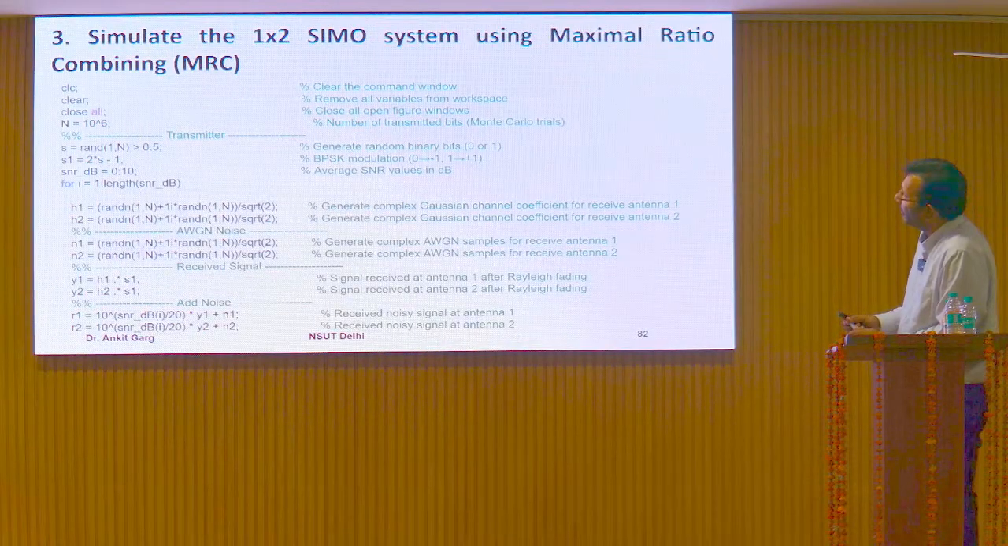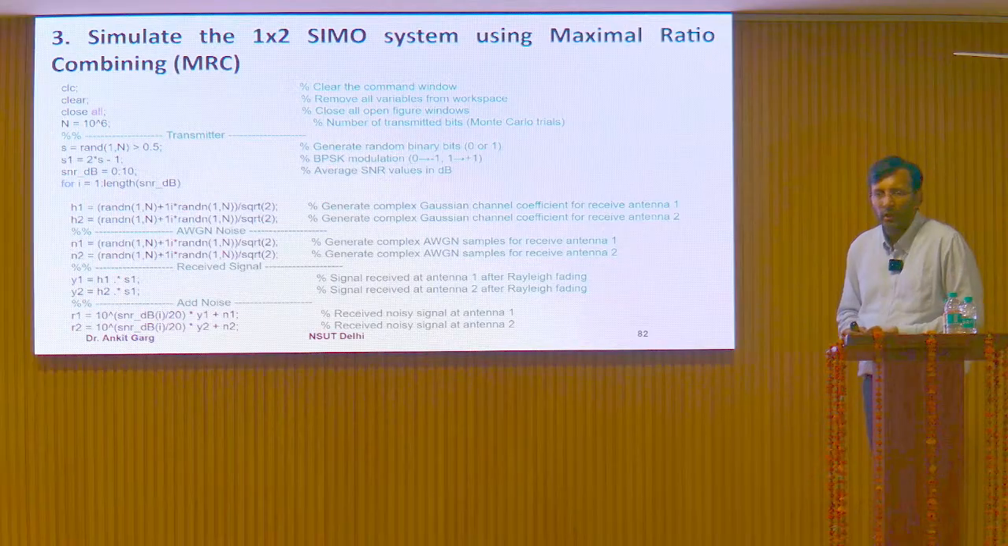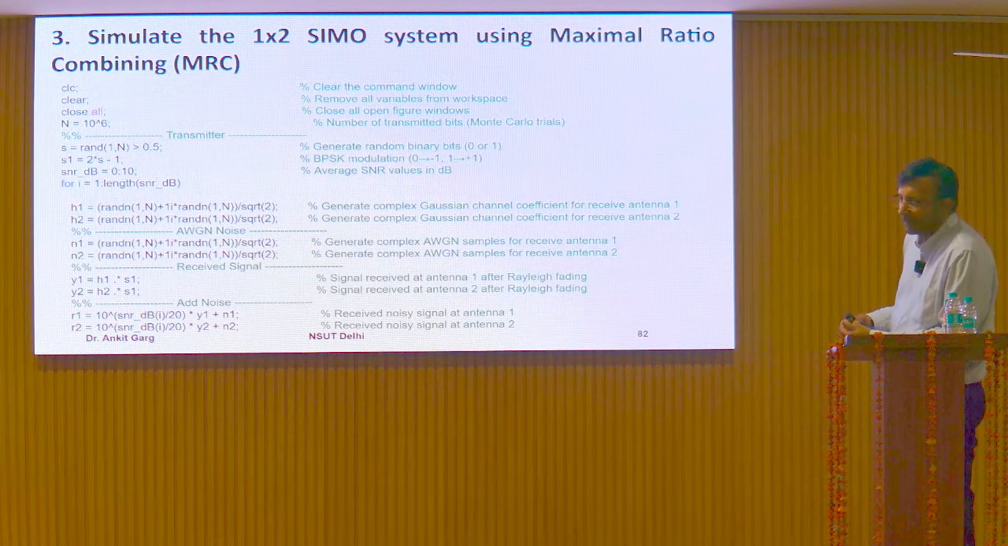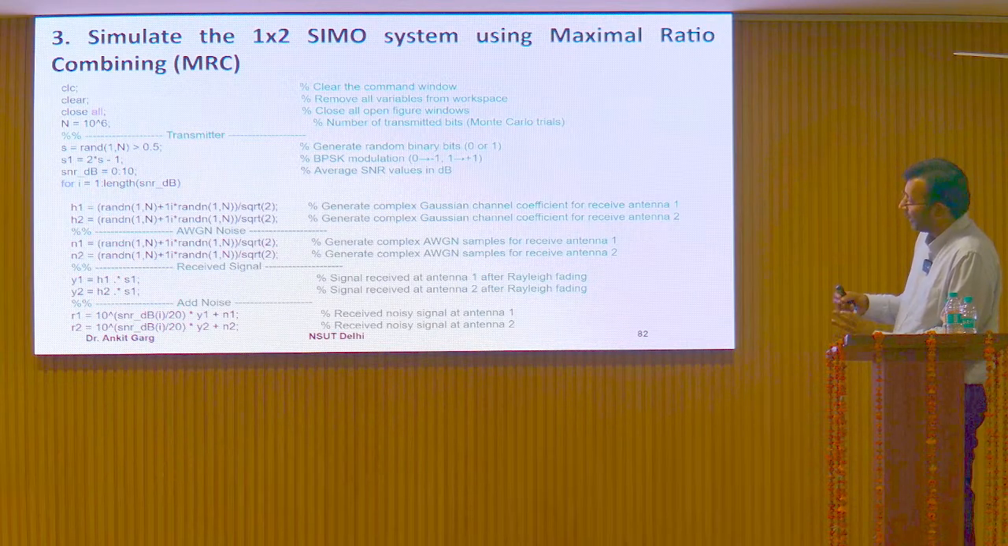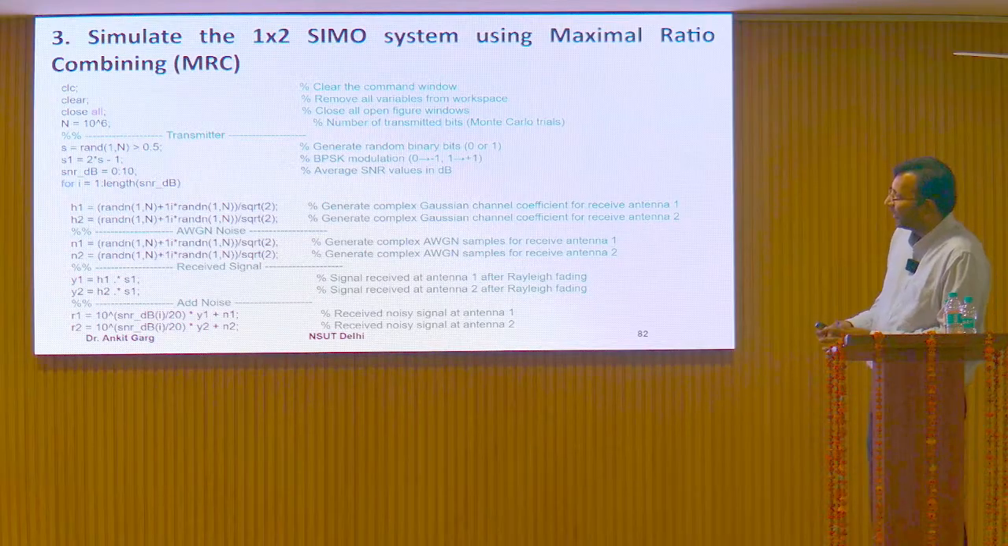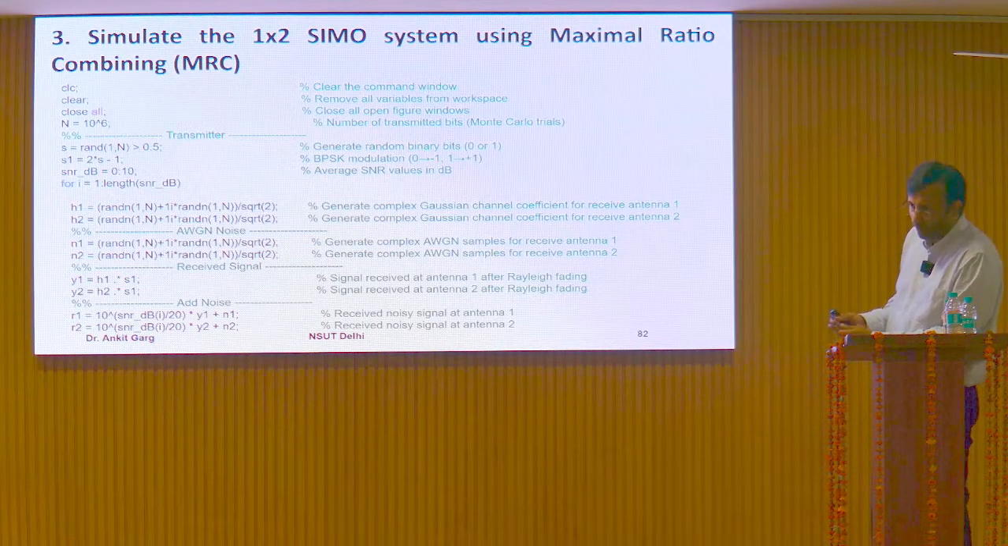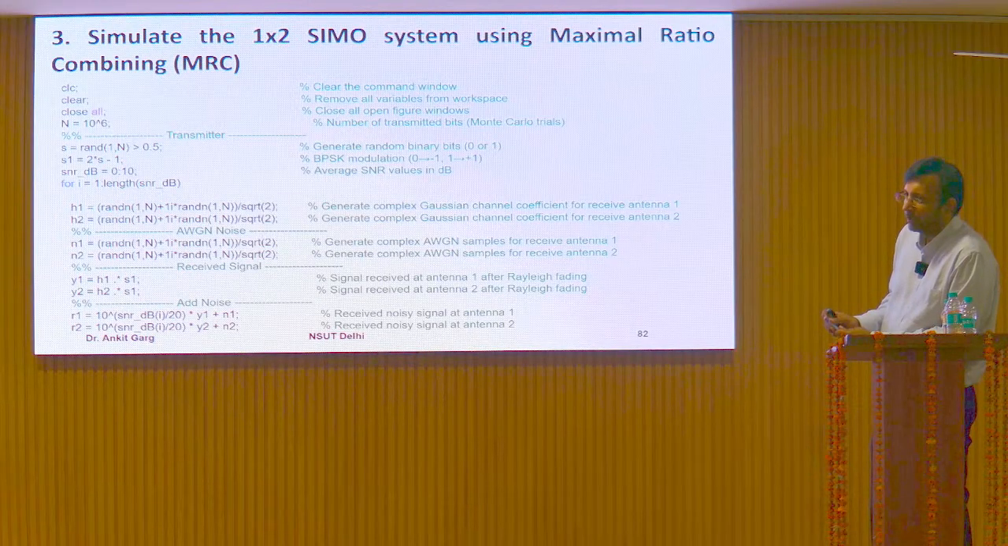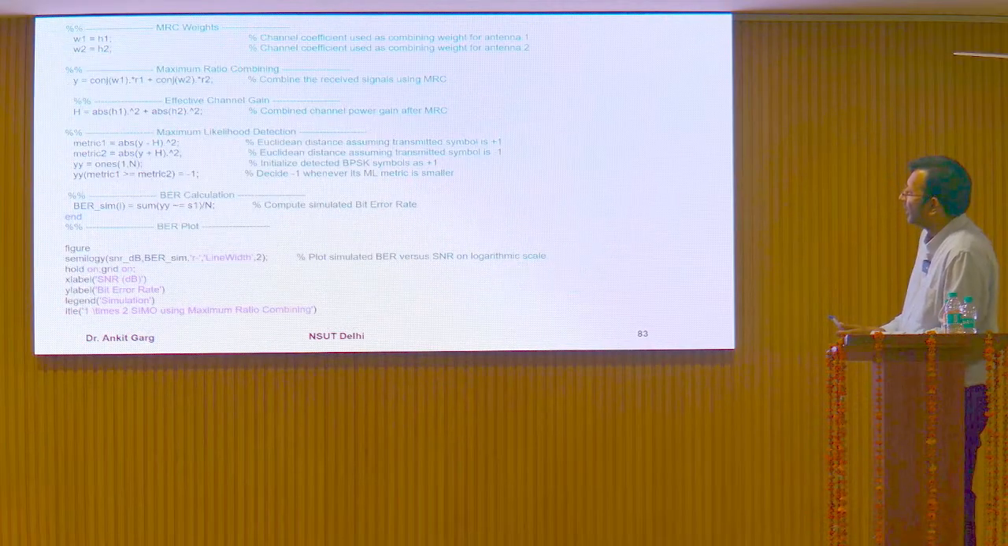Okay. Now similarly, we have a 1 cross 2 system which we have already learned in the first session of the PPT, right? In a similar manner, we have H1, H2. Instead of N1 here, we have N1 and N2 because we have 2 receive antennas. So we have 2 noises, N1 and N2, separately at both the antennas, right?